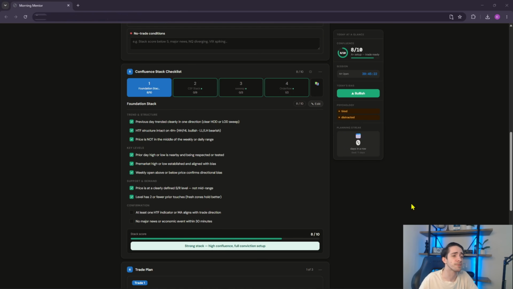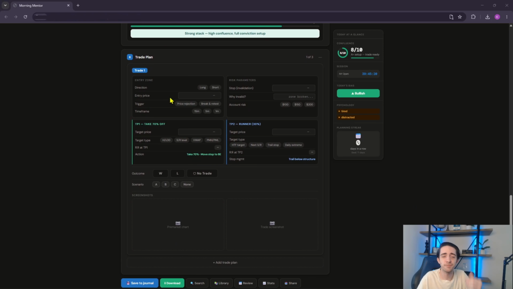And last but not least, we have our trade plan. This is where everything comes together. Are you looking to go long? Are you looking to take a short? Your entry price? Now trigger, this is what is triggering that trade. Was it a price rejection? Was it a break and retest? And also your time frames. What time frame are you looking to take this trade on? The 15 minute, the 5 and the 15 minute. Let's say you're a lower time frame trader, a 1 and 5 minute, or just a 1 minute.